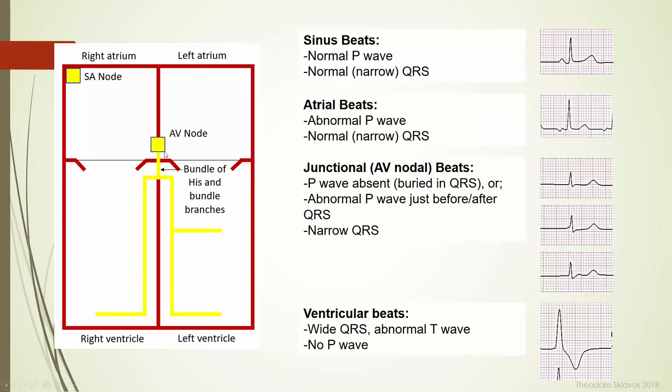But once we hit the AV node and conduct through into the ventricles, all of this conduction is still normal. So you have an abnormal P wave followed by a normal QRS complex, and that tells you it's an atrial beat.